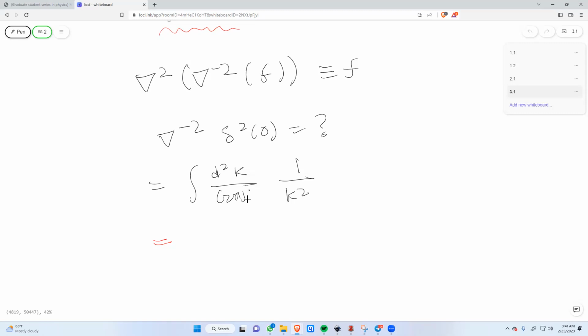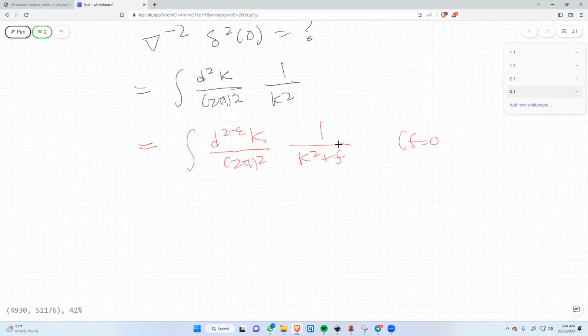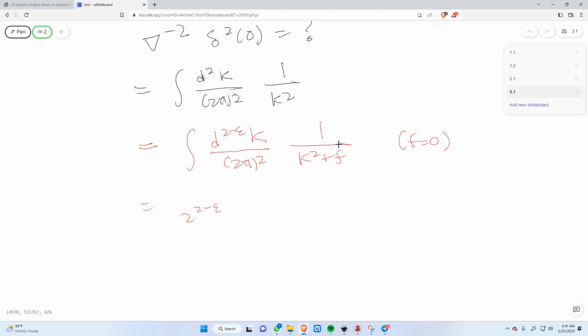Okay, now we're going to do a trick and do the usual weird things. So we're going to replace 2 with 2 minus epsilon, and we're going to put in an f here. Obviously, we're going to put f equals 0 later on. Now, this is equal to 2 to the 2 minus epsilon. You have to keep the factors of epsilon, just in case something happens later on. We get this.